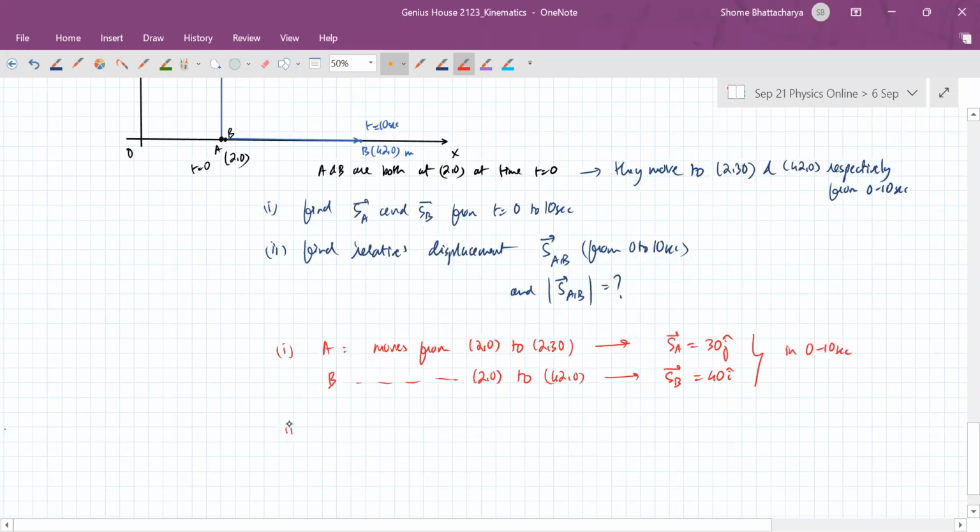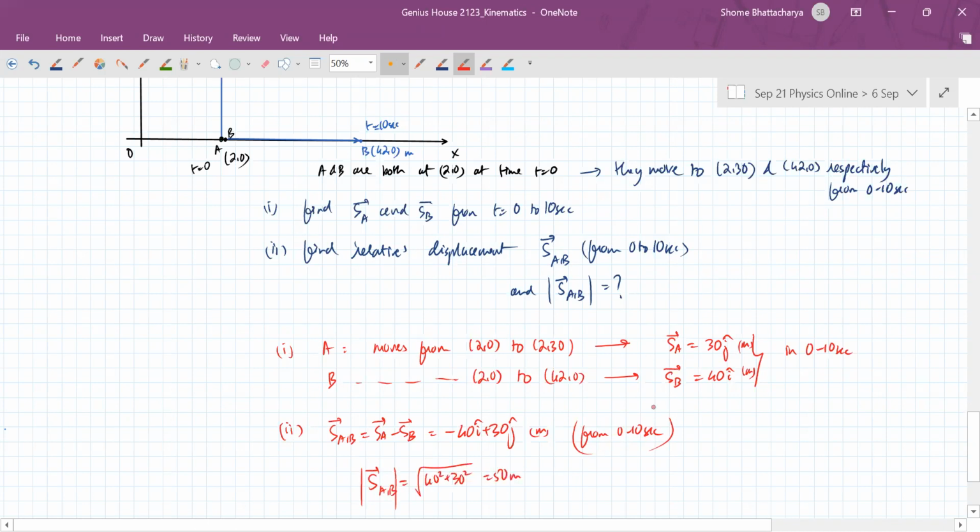Now formula-wise, the displacement of A with respect to B is displacement of A minus displacement of B. So it is minus 40 i cap plus 30 j cap, from 0 to 10 seconds. And therefore its magnitude is simply 50 meters. Now I'll explain this logically also.